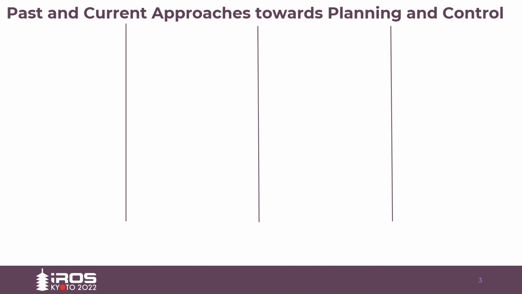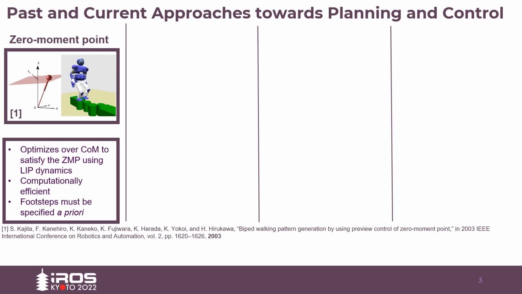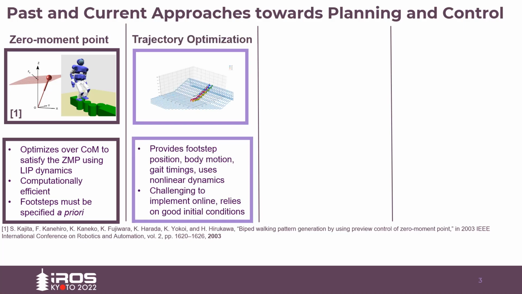To provide a brief overview of past and current approaches towards planning and control of legged robots, we start with the zero moment point, which uses the linear inverted pendulum dynamics to optimize over the COM to satisfy the ZMP. It is computationally efficient, but the footsteps must be specified a priori. To provide footstep positions, body motion, and gait timings under nonlinear dynamic constraints, trajectory optimization can be used. However, it is challenging to implement online and relies on good initial conditions.